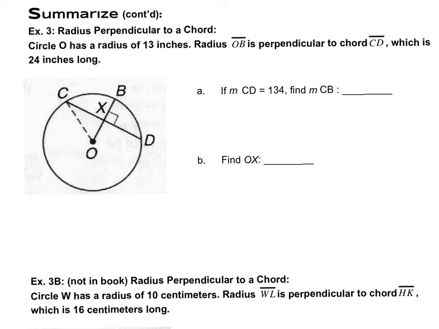Okay, this is video 6C, and we're going to start doing some examples with our arcs and chords in this one. So example 3 comes from your textbook here. It says circle O has a radius of 13 inches.